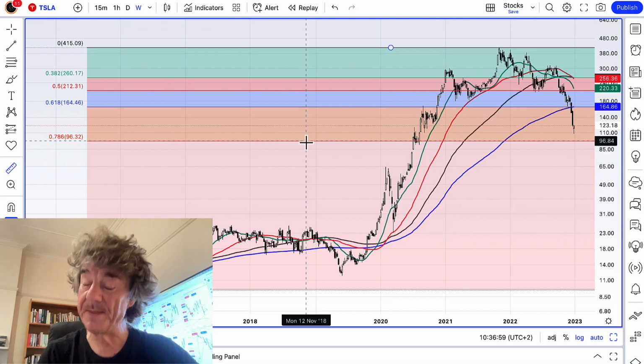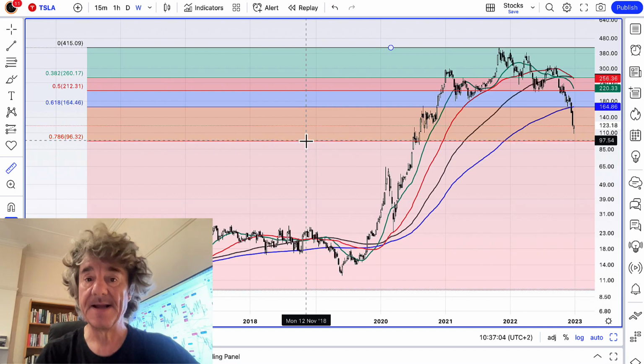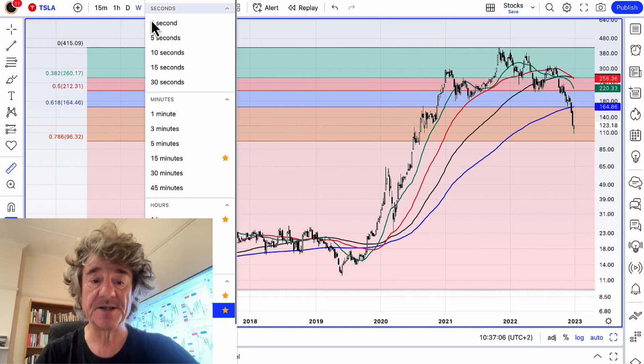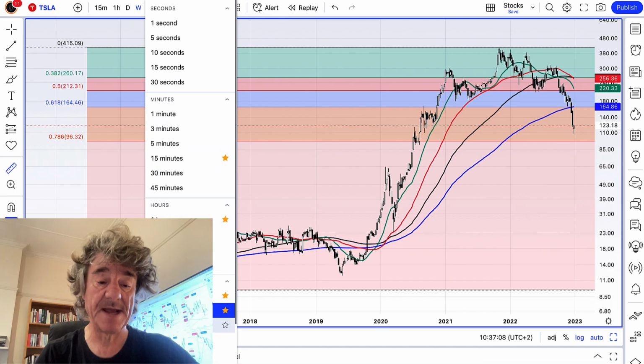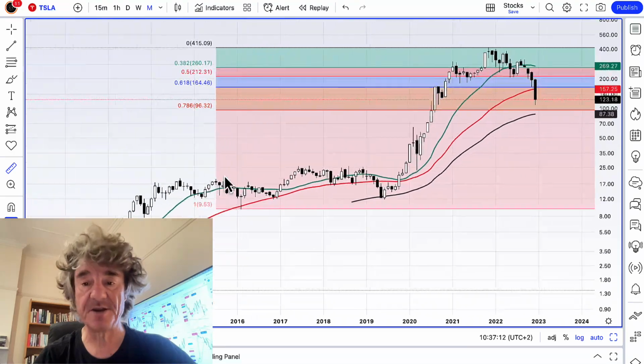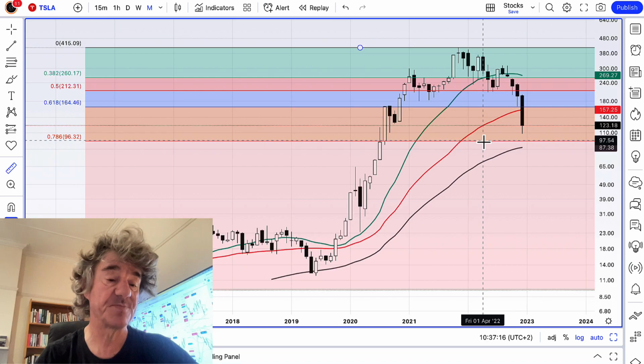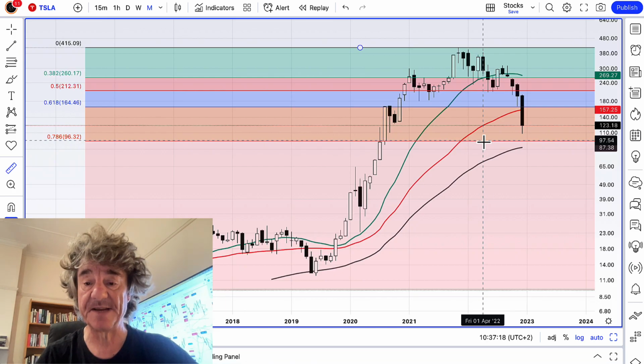We expect that, or perhaps just a little test through that. So that level is at 96.3. I'm going to change this to the monthly chart because it gives an even better view and gives us a little bit more of a clue of the level. So there's the monthly chart on Tesla, and we see the same level there, 96.3, the 78.6% fib.